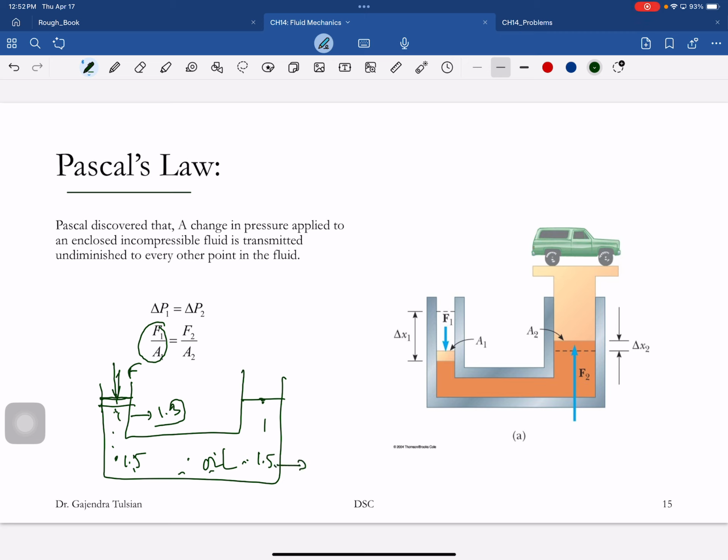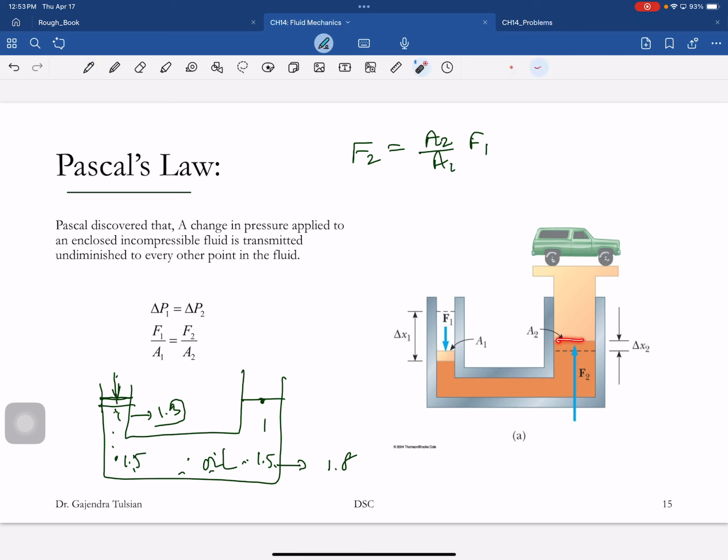So what did this pressure go to? 1.8 atmosphere. The pressure increased by the same amount here. Okay, and so that's what this is saying. So you increase the pressure at this location by that much, the pressure increased by the same amount there. Okay, that's F2 by A2. So you push with this force, and this is the output force you got. So F2 was equal to A2 over A1 times F1.